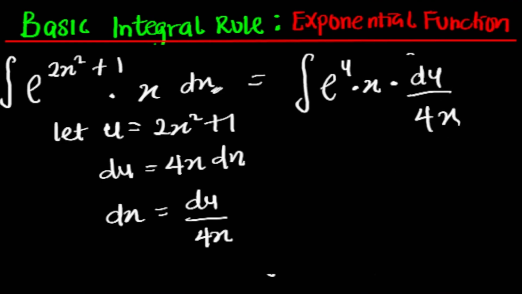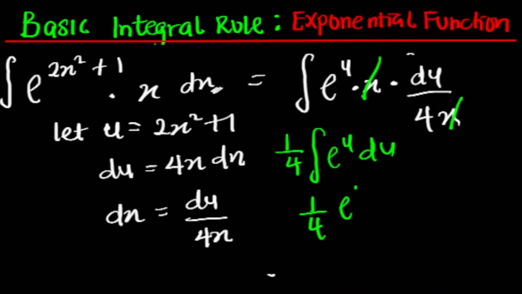Now look at this. What is going to cancel out here is actually x. X cancels x, then you factorize 1 over 4. You're going to have 1 over 4 integral of exponential u du. That's what you're going to have. Then if you integrate the exponential u, it's going to give us 1 over 4 exponential u plus c. Then you can now recall that u is actually 2x squared plus 1.